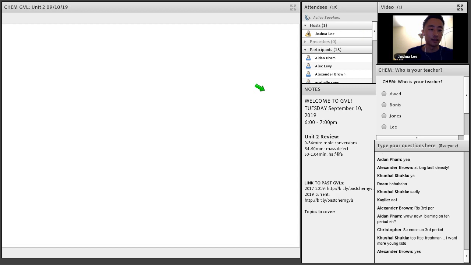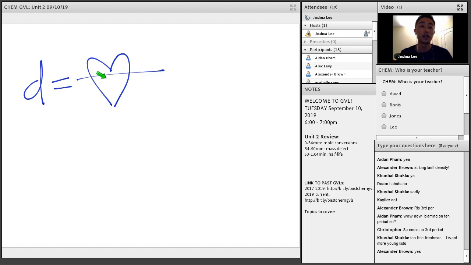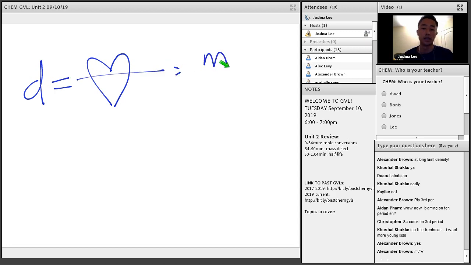All right. Density. So density equals, and everybody loves math, so you just draw a big old heart. You're like, woohoo, we love density. But then you kill the heart because no one loves math. And if you look, it kind of looks like an M on top and a V on the bottom. So that's how I typically remember density is mass over volume.